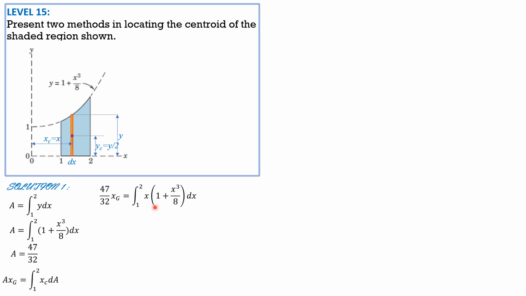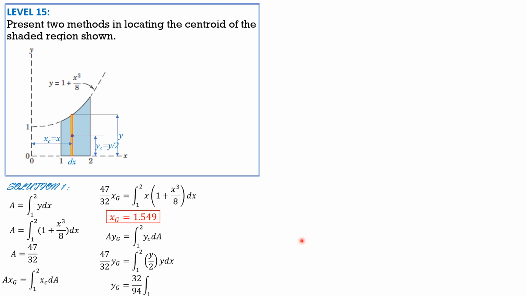But since our calculator is allowed, I'll just solve it right away. So xg equals 1.549. Then area times yg equals integral of y sub c dA, where y sub c is just y over 2 in the figure. 47 over 32 yg equals integral from 1 to 2 of quantity y over 2 times y dx. So simplifying, yg is 32 over 47 times 2, 94.